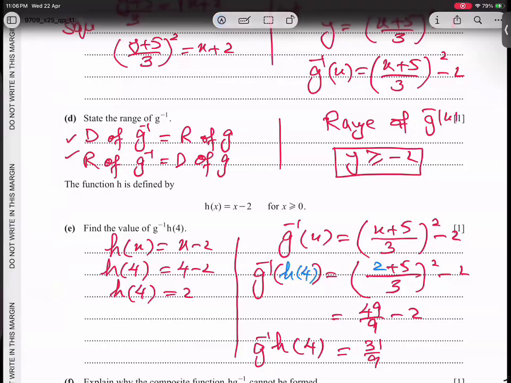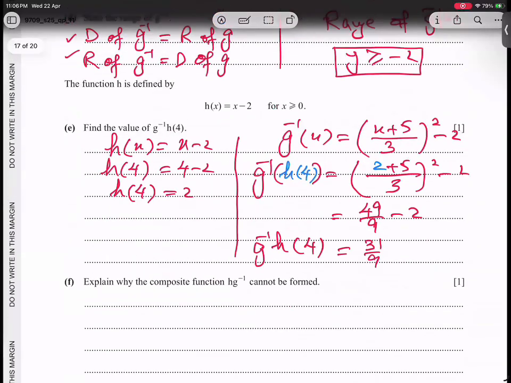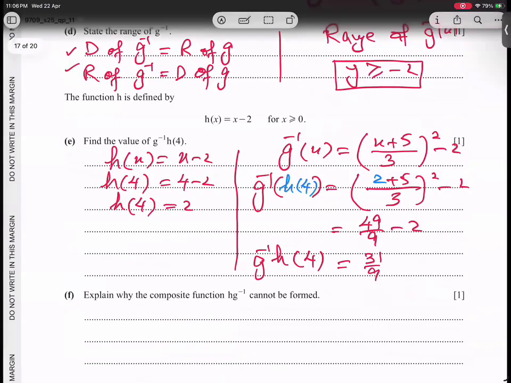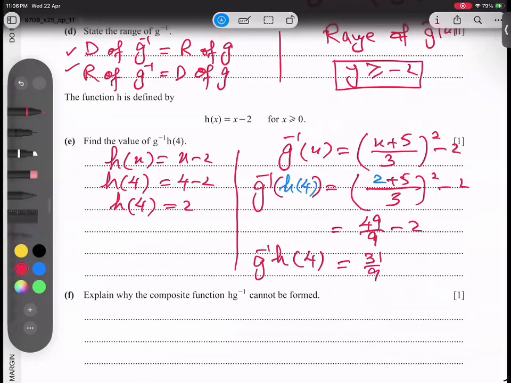So this is done, students. Let's go for the last part. Last part is what, students? The last part is an important part for one mark only. How to decide whether a composite function can be formed or not. So basically, if I decide here, this is called the outer function, and this is called the inner function.